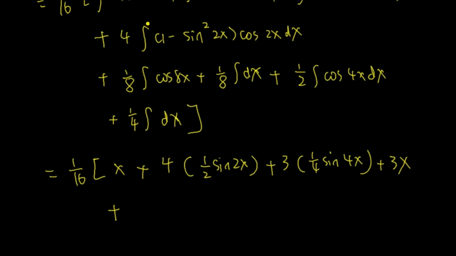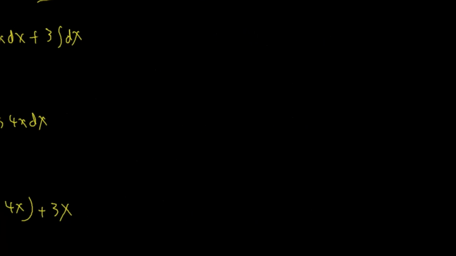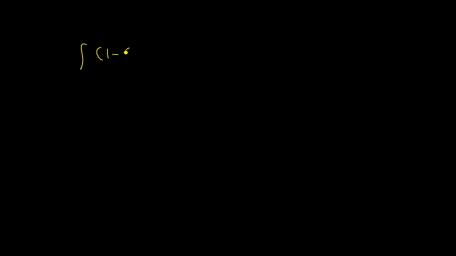Okay, plus, now this one here, we have to use substitution. So plus 4 times, now this 1 minus sine square 2x times cosine 2x dx. Let's do this. Integral of 1 minus sine square 2x times cosine 2x dx.